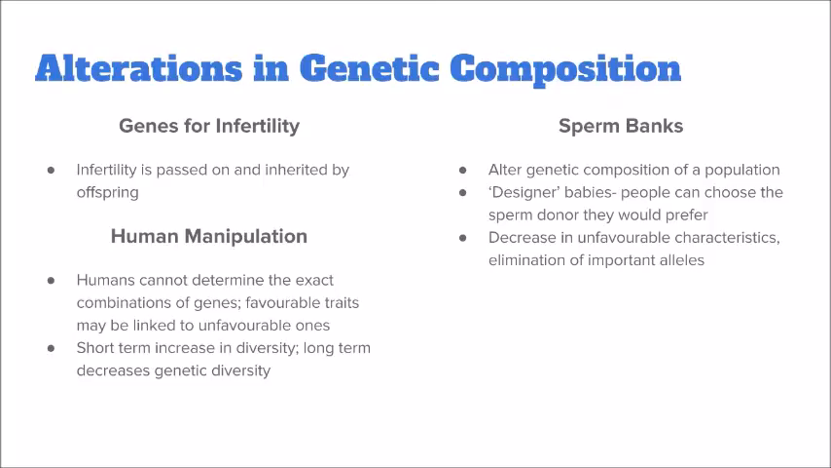And then we have sperm banks, which allow people to alter the genetic composition of a population as one male, as we learnt before, can fertilize more than one female. And people can actually choose the sperm donor they would prefer, which sometimes leads into the idea of designer babies, and that can see a decrease in unfavourable characteristics, which might also eliminate important alleles.